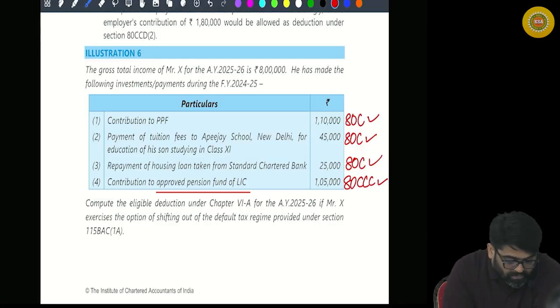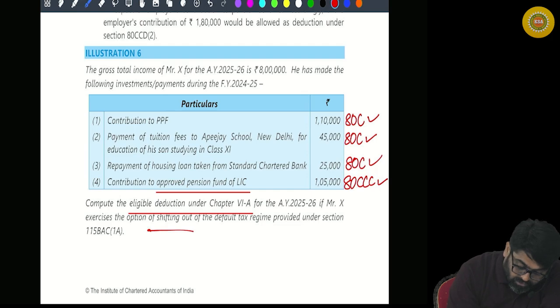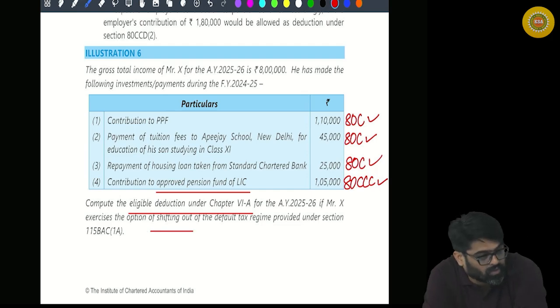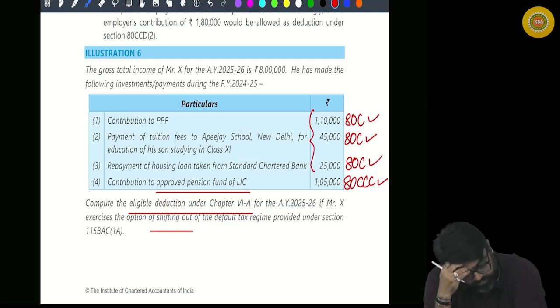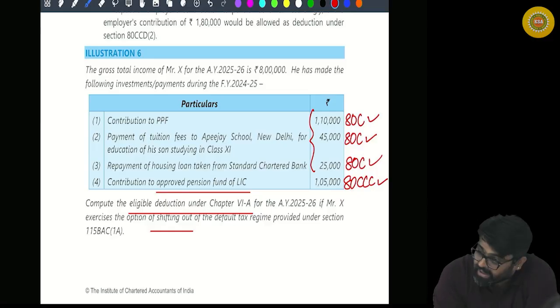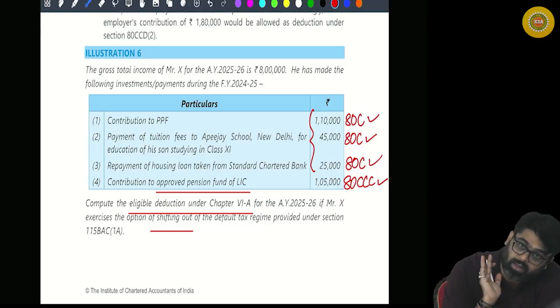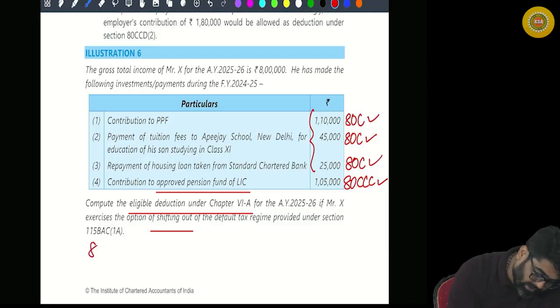Now compute the eligible deduction under chapter 6A if Mr. X exercises the option of shifting out. Following or not following? Not following. Simple. Calculate 80C total. 1 lakh? 1 lakh. Will it be allowed fully or subject to maximum 1,50,000? So total deduction under 80C is how much?